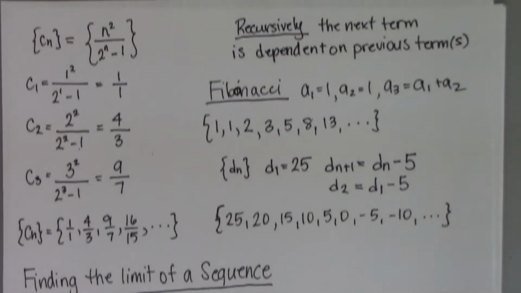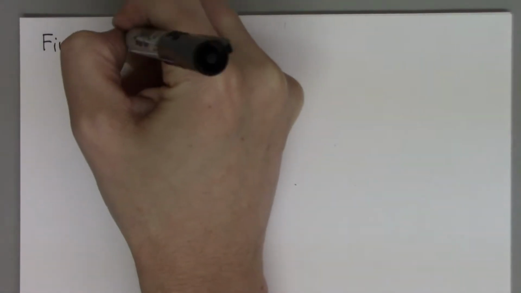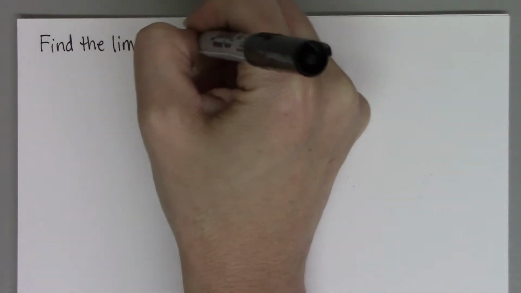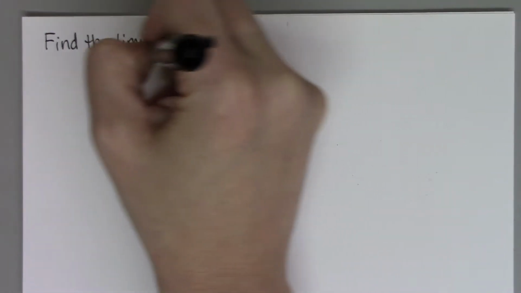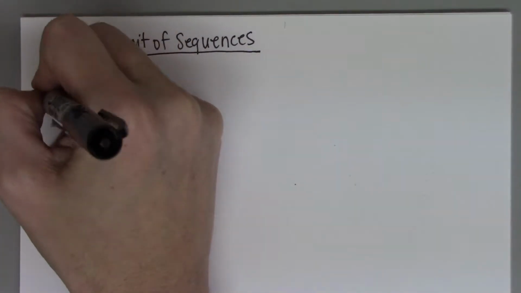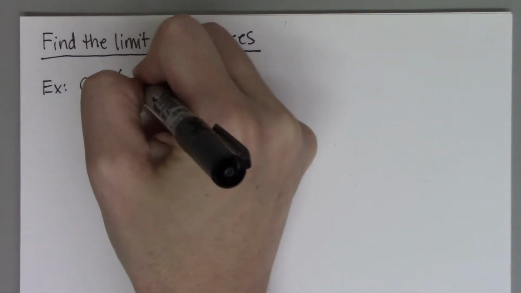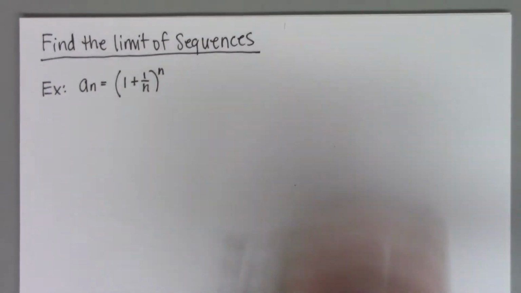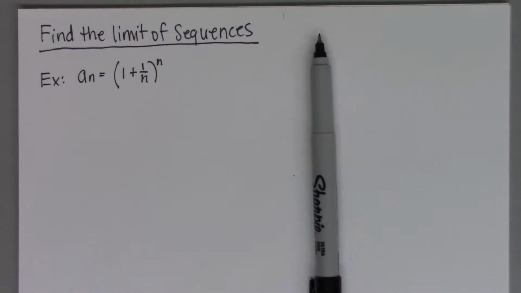So what I want to look at now is an example of a limit that's pretty famous that is going to use L'Hopital in finding the result. So when we actually want to find the limits of sequences. All right, so let's look at an example. So we have a sub n equals 1 plus 1 over n, all raised to the n.